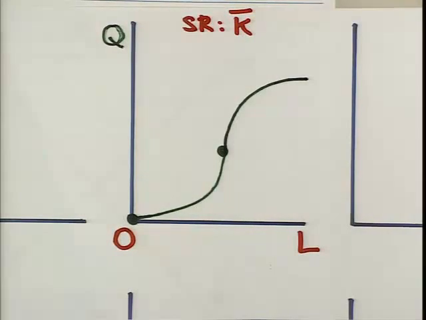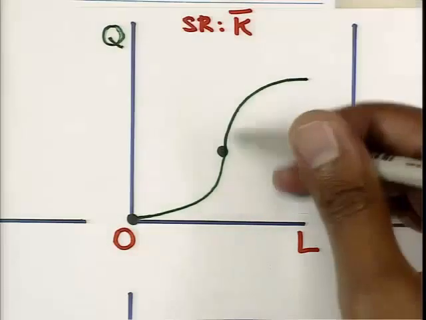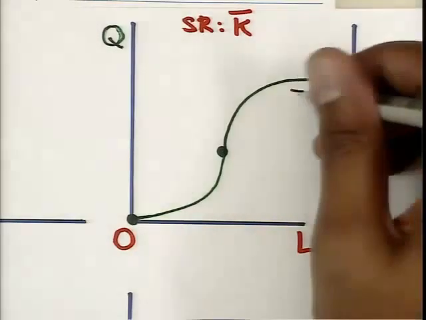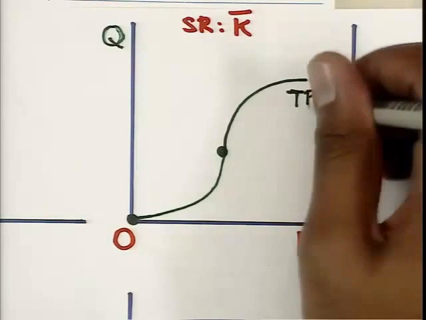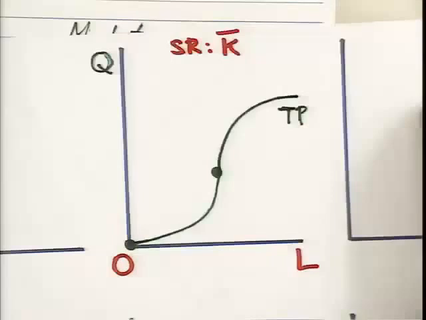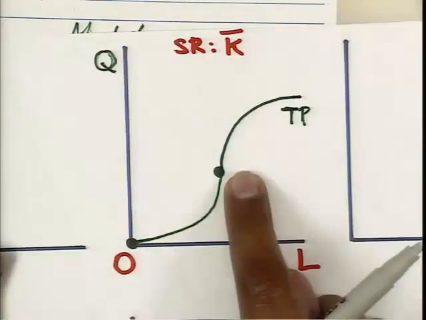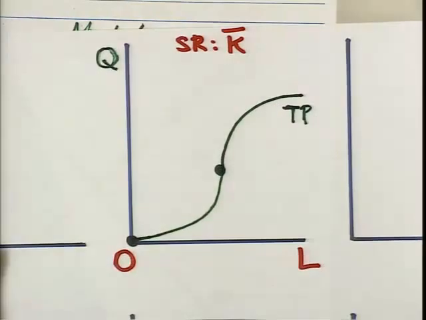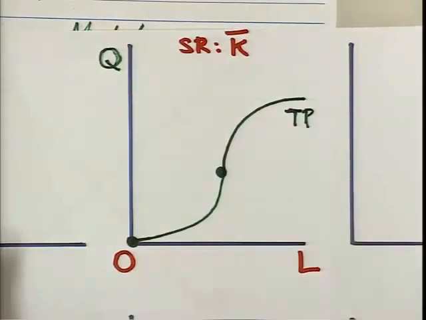Why? We've got a fixed resource. Now, you've got more workers trying to crowd around a fixed machine. So the extra output begins to get smaller and smaller. Output begins to increase at a slow rate. We call that the total product curve. So the total product curve has this unusual shape, initially increasing at an increasing rate, specialization, then increasing at a decreasing rate because of our fixed resource, the capital.